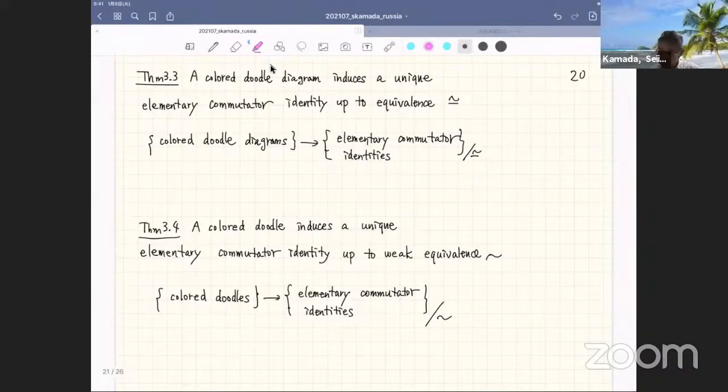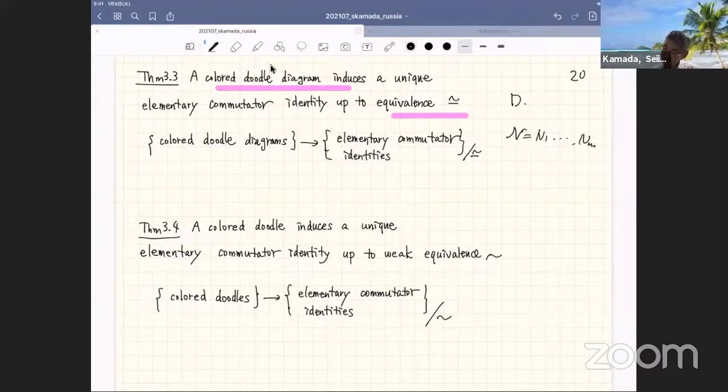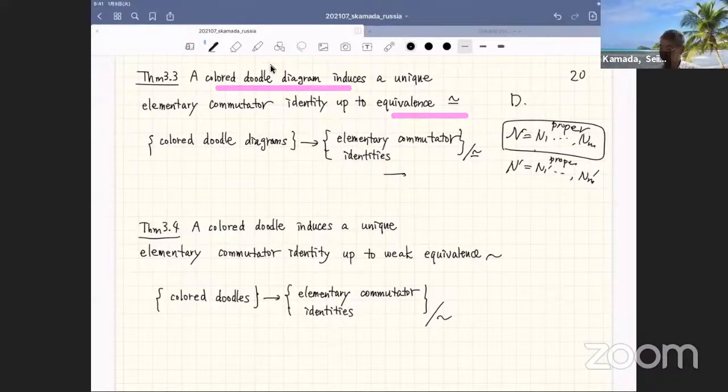So we have this theorem. A colored doodle diagram determines a unique elementary commutator identity up to equivalence. If we have a colored diagram D, with any Nus system, and we have an elementary identity, and we change to another proper Nus system, then we have another commutator identity, but they are equivalent. That is the first part.